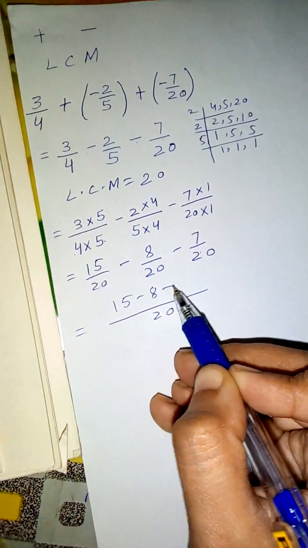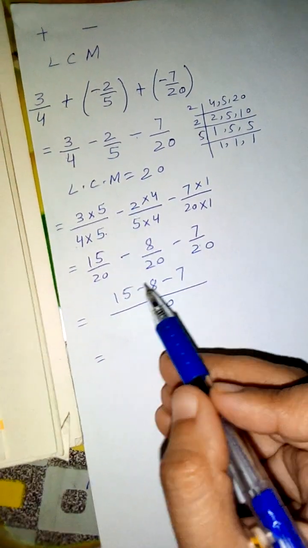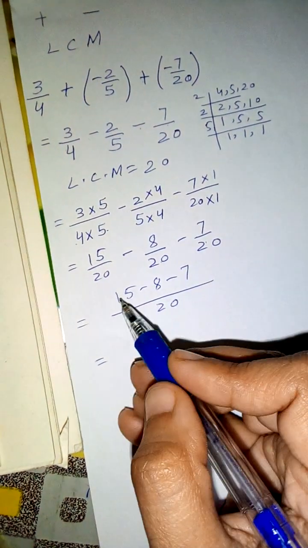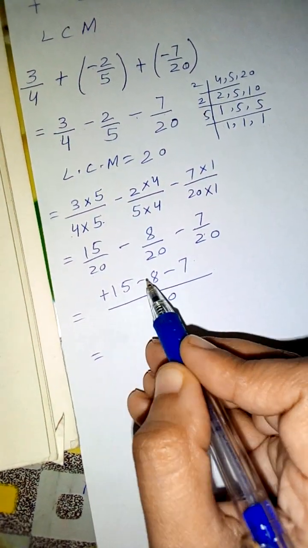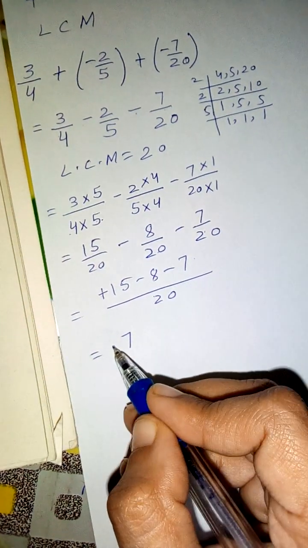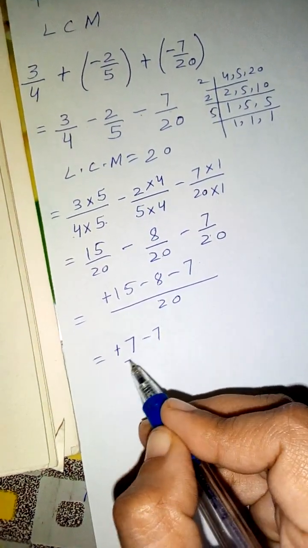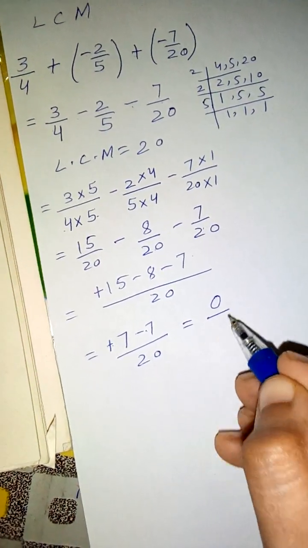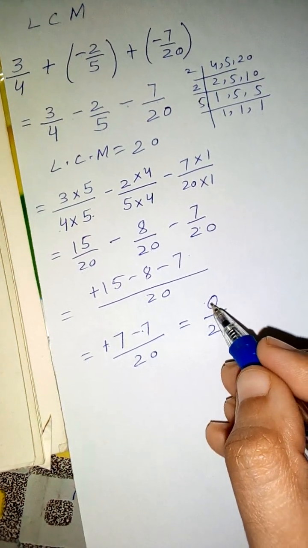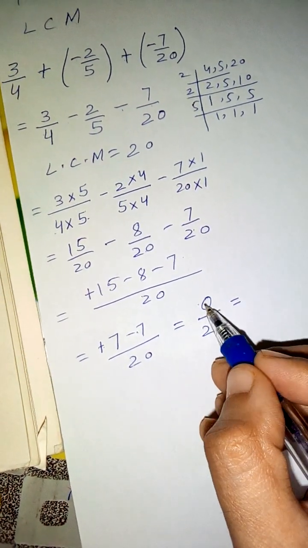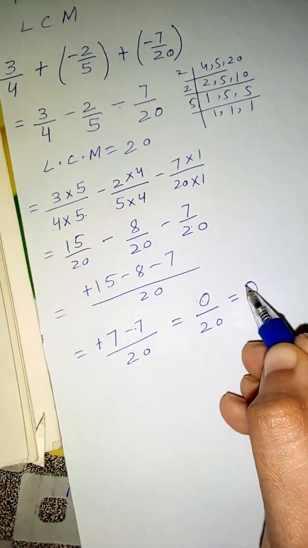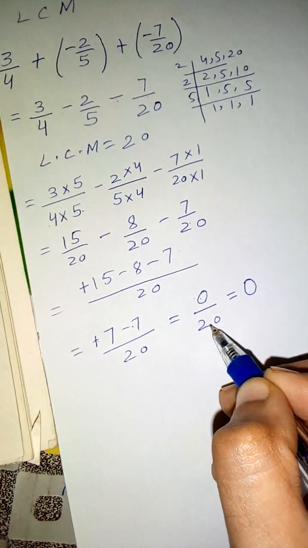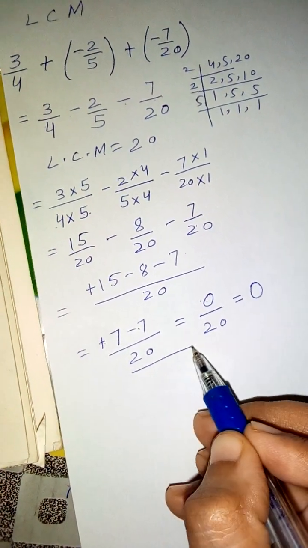15 minus 8 minus 7. Whenever we have more than 2 values, we always take the first 2 values and then we compare for the next one. Single value sign is positive, so plus minus minus, 15 minus 8, 7. Sign of bigger value, then we have minus 7 over 20. You know very well, plus minus minus, 7 minus 7, 0, and 20, 0, neither be positive nor be negative. It's a rule, and you know very well, if we have a 0 in the numerator, the answer is always 0. But if we have a 0 in the denominator, division is not possible with 0. So the answer is 0.